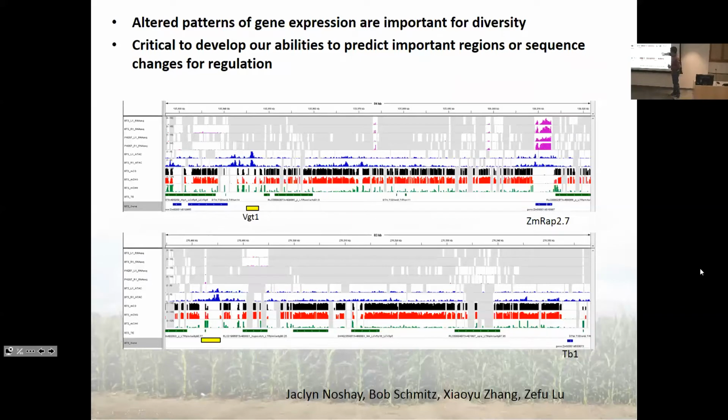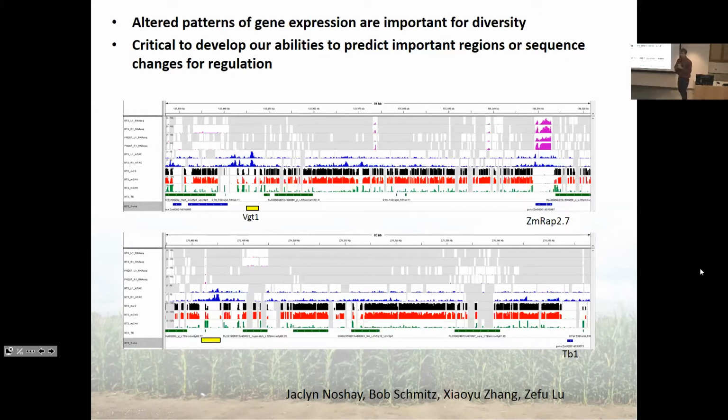I have two different snapshots here. And in both cases, the things on the bottom, the blue things, are genes. And these are two classic examples in maize of distal regulatory regions. So VGT1 influences the expression of this gene to influence flowering time. This is the TB1 locus that was important for domestication. There's a distal regulatory region.